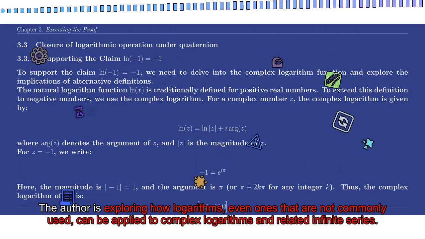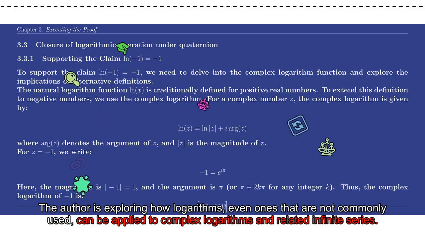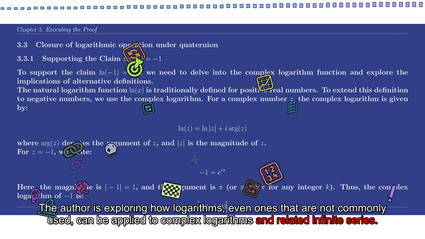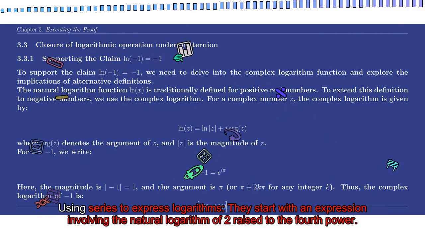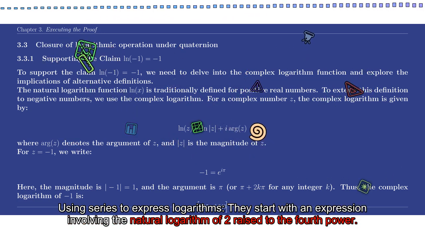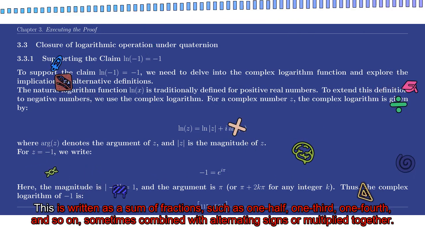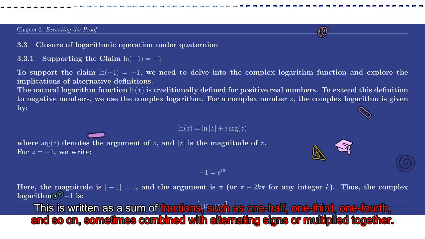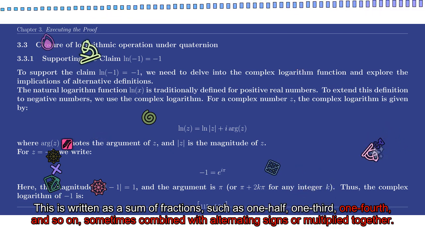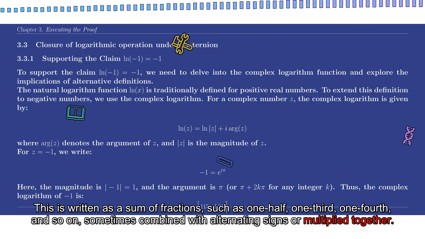The author is exploring how logarithms, even ones that are not commonly used, can be applied to complex logarithms and related infinite series. Using series to express logarithms, they start with an expression involving the natural logarithm of 2 raised to the 4th power. This is written as a sum of fractions such as 1/2, 1/3, 1/4, and so on, sometimes combined with alternating signs or multiplied together.